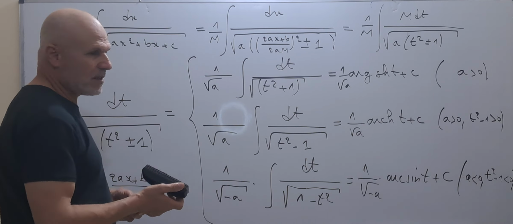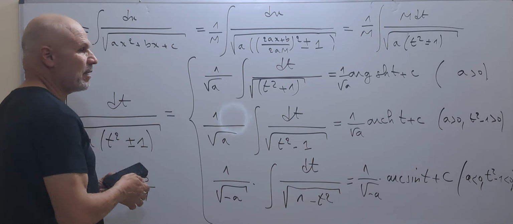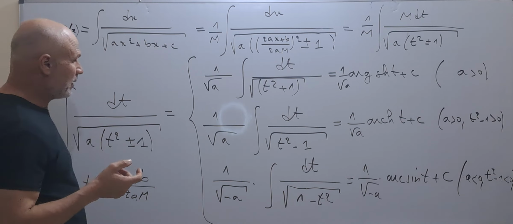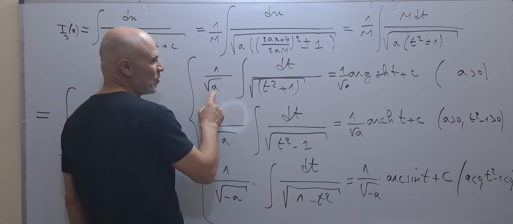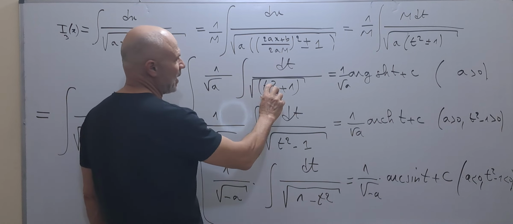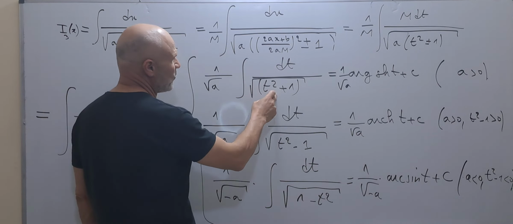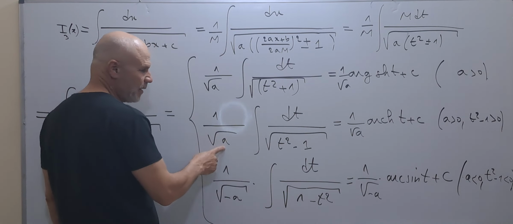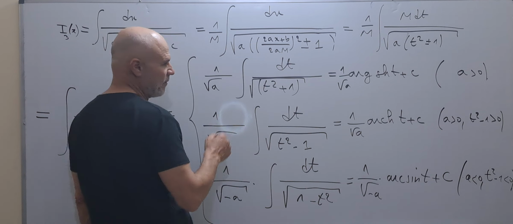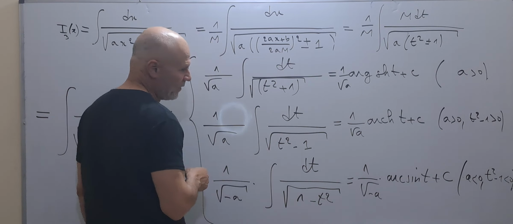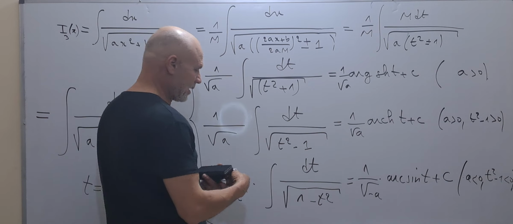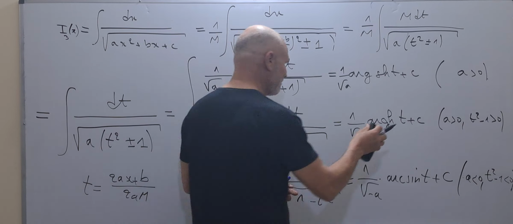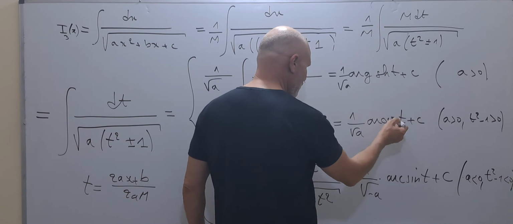So, as a summary of this integral, we have just 3 possible cases. The 3 possible cases deal with a positive, and delta is negative, sorry. In this case, we have arc sh. For a positive and delta negative, we have arc ch, 1 over the square root of a arc ch.